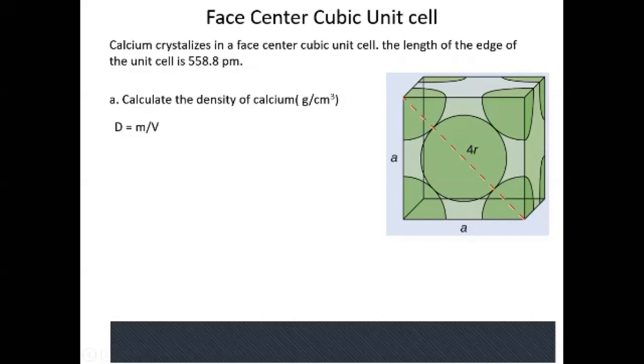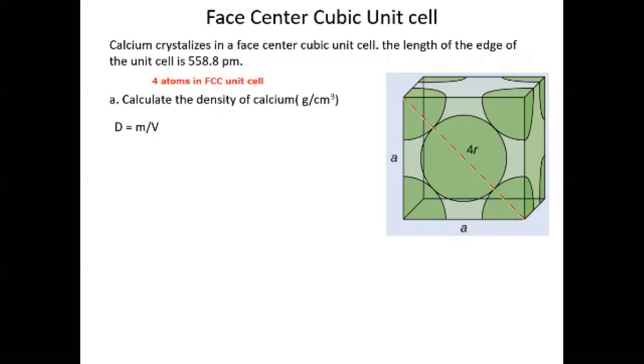And so here with a face-centered cubic unit cell, you have to remember, okay, what's the total number of atoms in a face-centered cubic unit cell? And the answer is 4. There are 4 atoms in a face-centered cubic unit cell. So with knowing that, we can calculate the mass of calcium in the unit cell, and knowing the A-axis, we can calculate the volume of the unit cell.